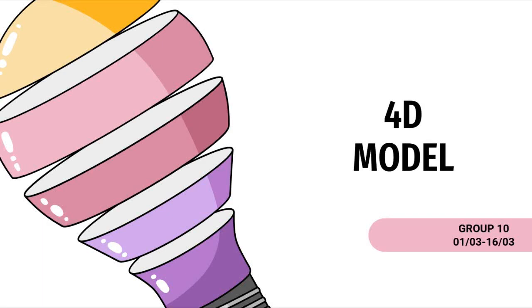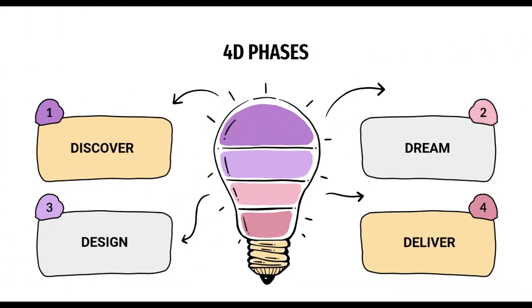Hello, we're group number 10, and we would like to present you the 4D model that we've been working on for the past 2 weeks on the Innovation Camp. In this 4D model, we have 4 phases: discover, dream, design, deliver.